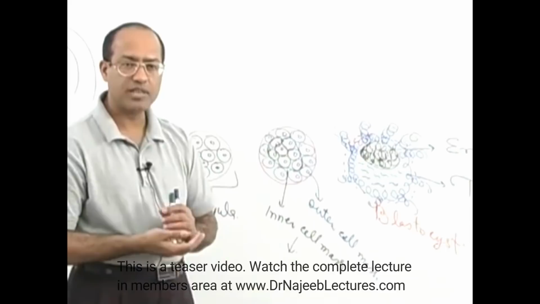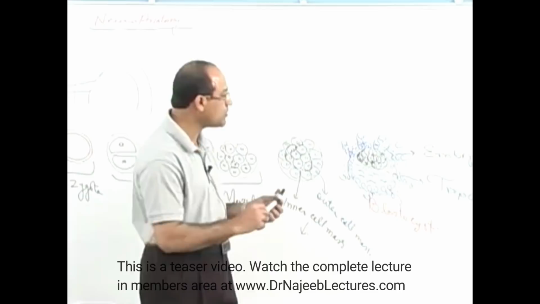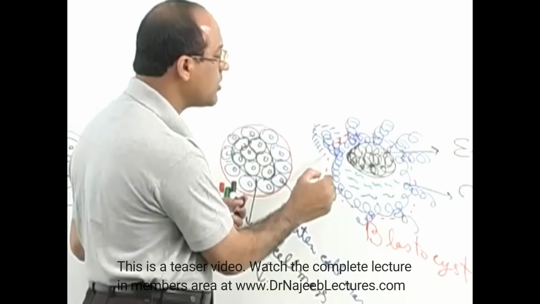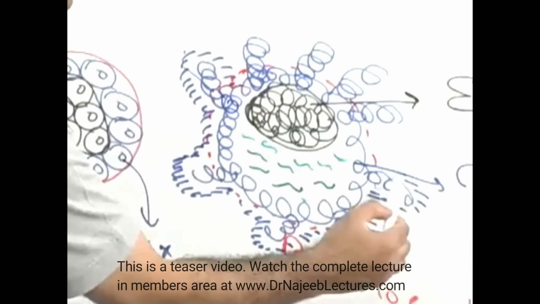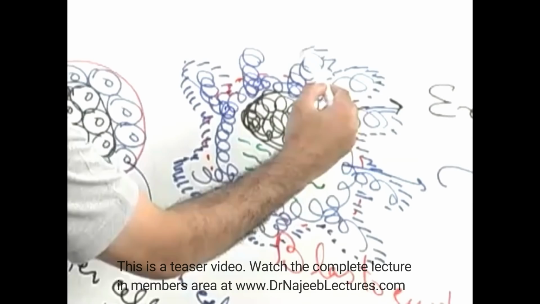These villi are made of cells, but cells which are on the outer side, these cells lose their membranes, and all these cells fuse with each other. And when all these cells fuse with each other, these cells will make a continuous layer of cytoplasm in which lot of nuclei are embedded.